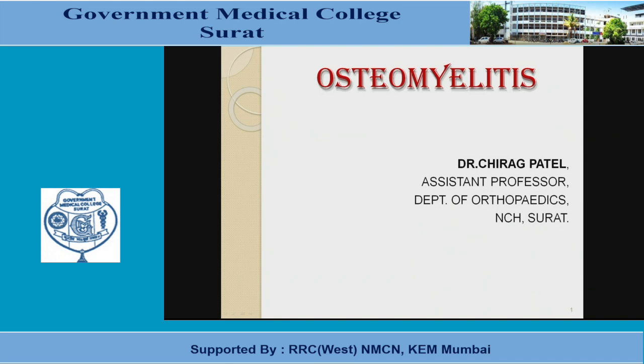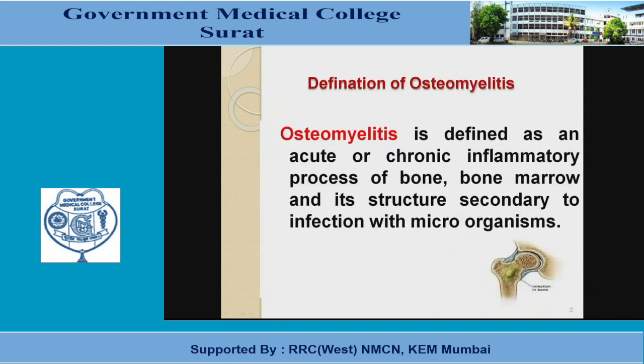So what is osteomyelitis? Osteo means bone, myelo means marrow, and itis means inflammation. It is an acute or chronic inflammatory process of the bone marrow and its structure, secondary to infection with a microorganism.